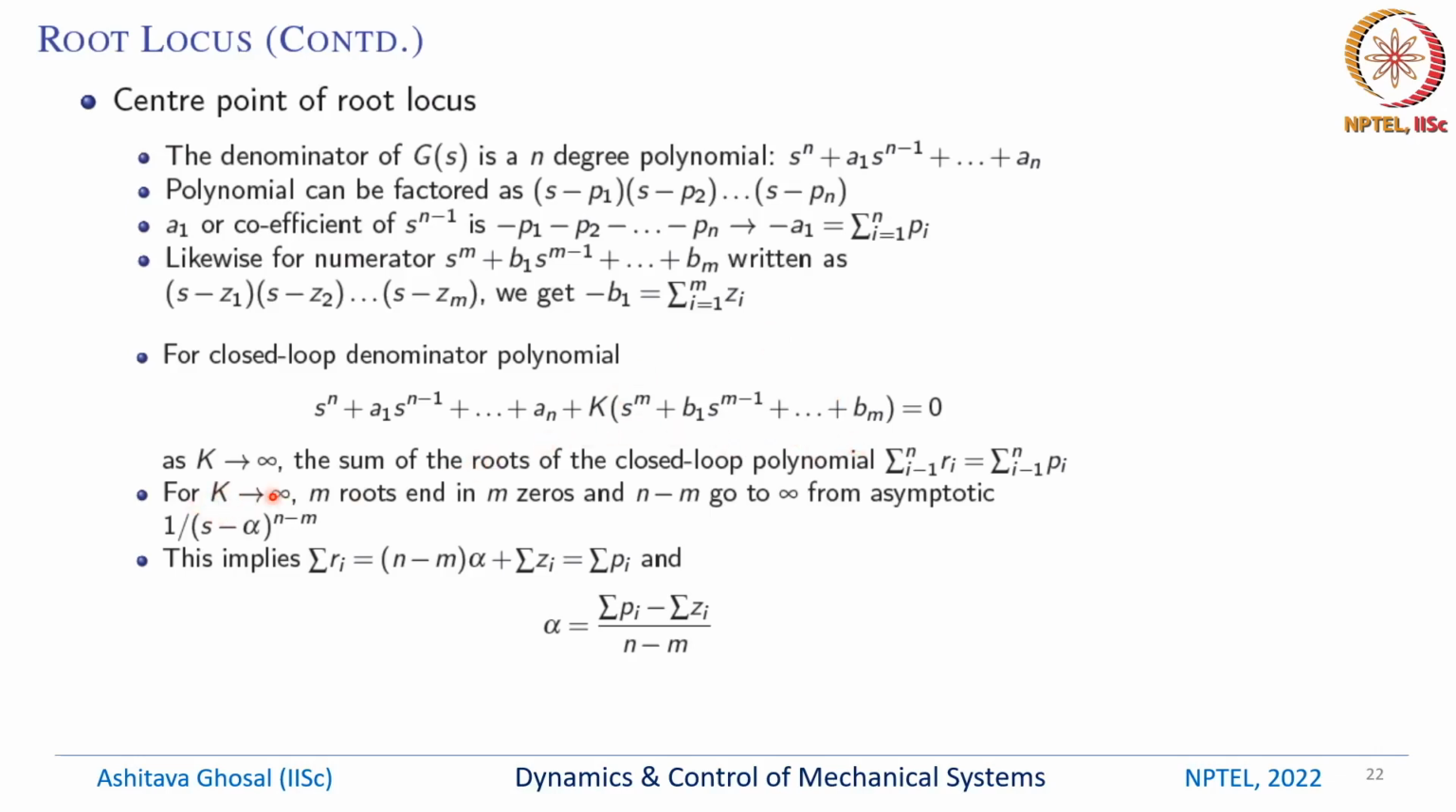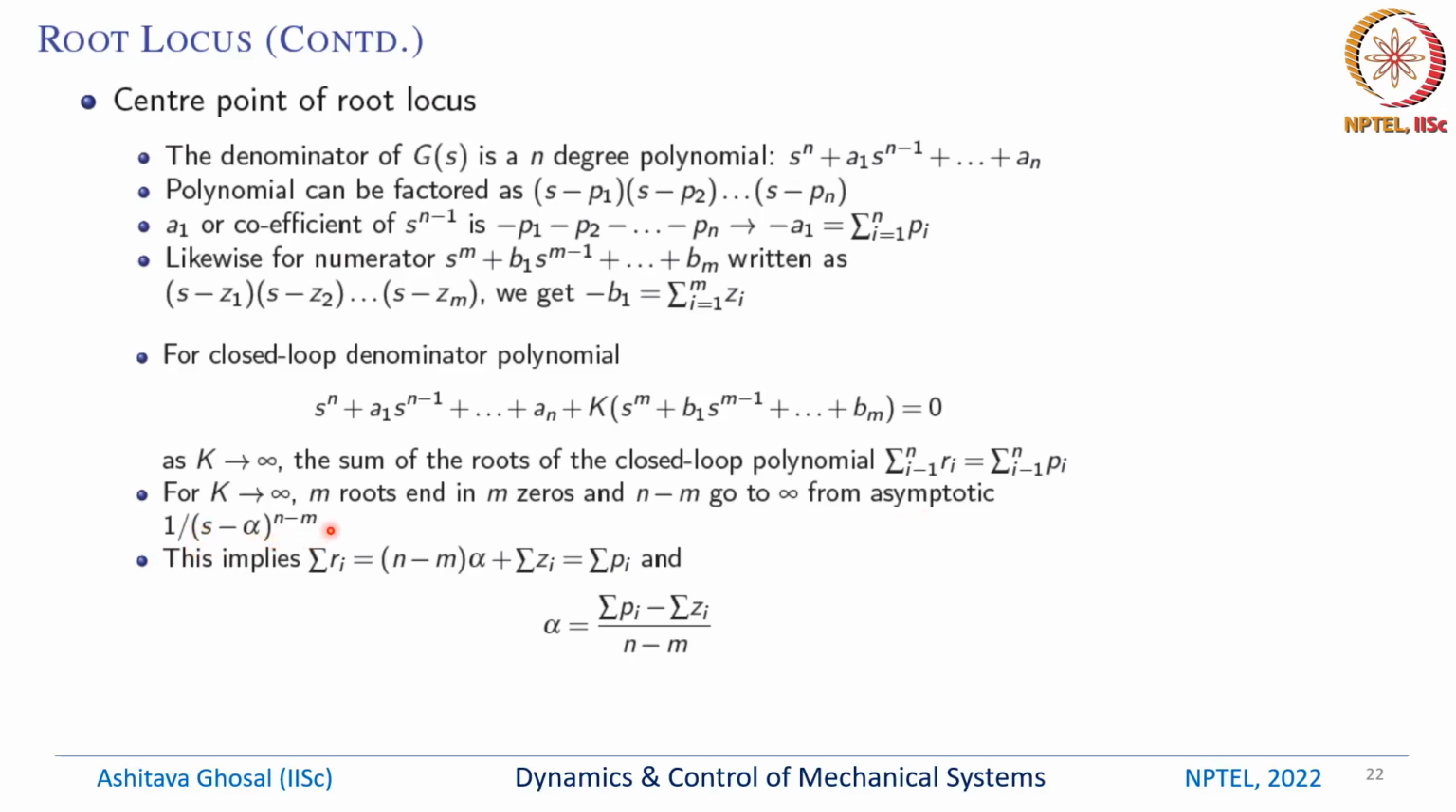So as k tends to infinity, the sum of the roots of the closed loop polynomial, which is the summation over i equal to 1 to m of ri, is equal to the summation over i equal to 1 to m of zi. Hence, as k tends to infinity, m roots end in m zeros, and n minus m go to infinity along the asymptotes 1 divided by s minus alpha to the power n minus m.